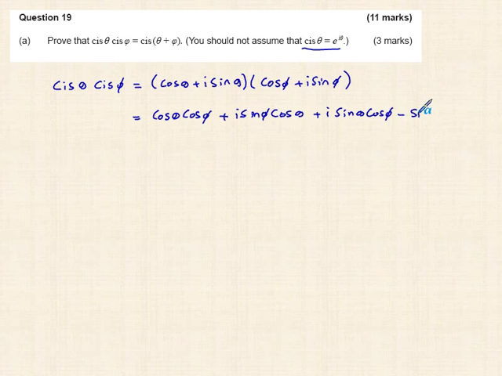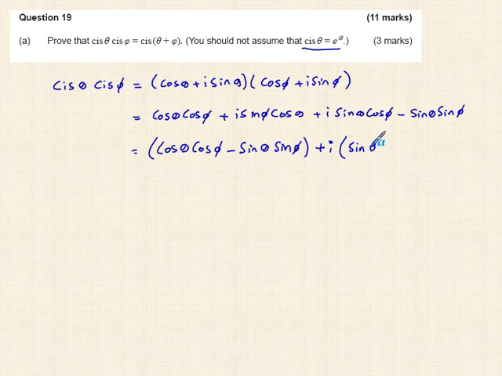Take away sine theta sine phi. Gathering the real parts gives me cos theta cos phi minus sine theta sine phi, and then we have sine phi cos theta plus sine theta cos phi.